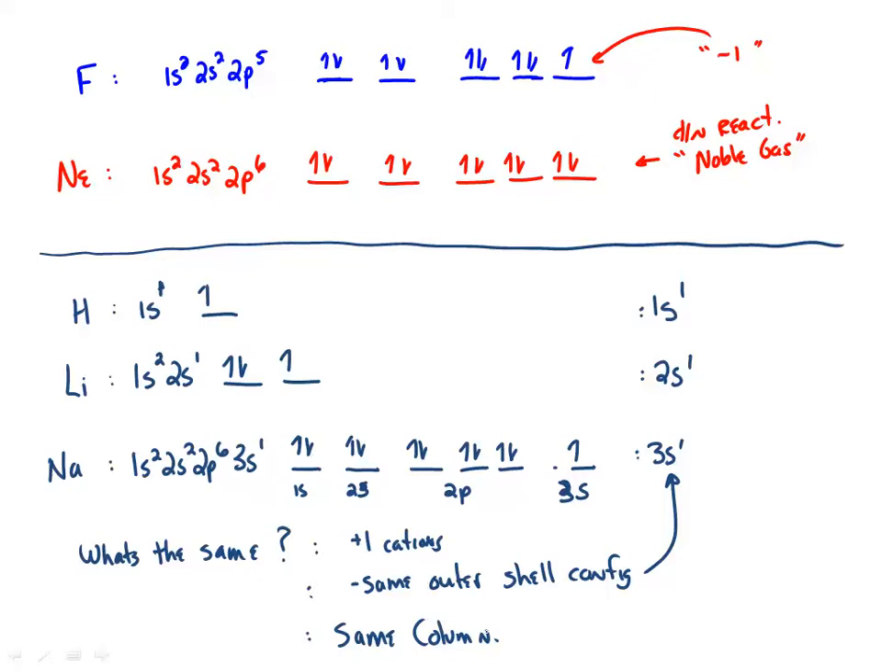Sure, Owen. For sodium, is it supposed to be 3s? 1s, 2s, 3s? Yep. Okay. Because after the 2p orbital is the 3s orbital, right? Okay.